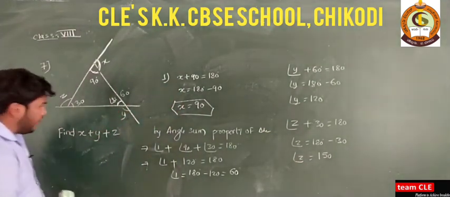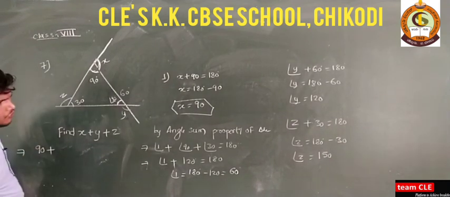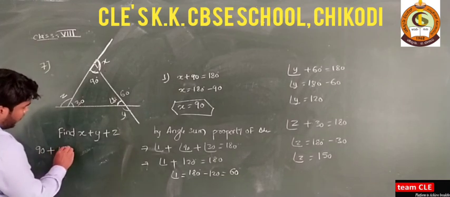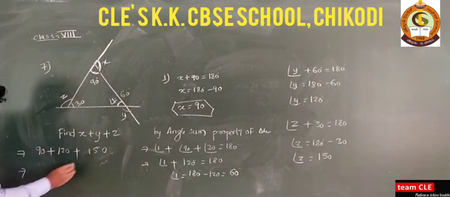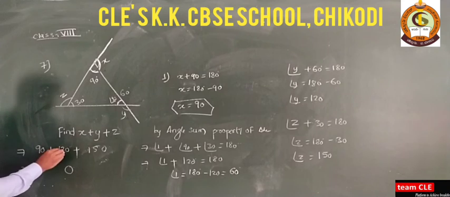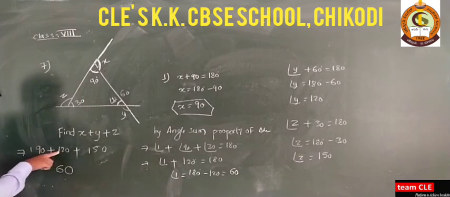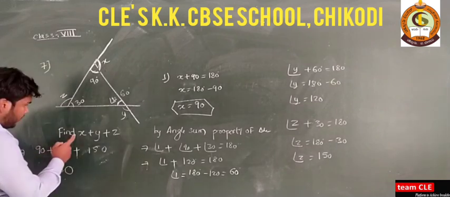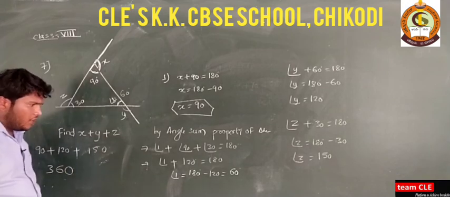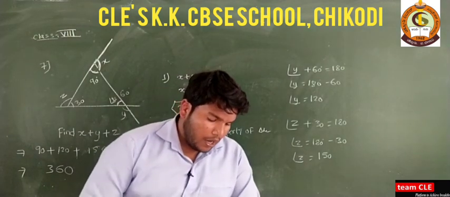So I substitute x is 90, y is 120, and z is 150. Now see, adding 90 plus 120 plus 150, that is x plus y plus z, you get 360 degrees. Okay dear students, so this was exercise number 3.1.